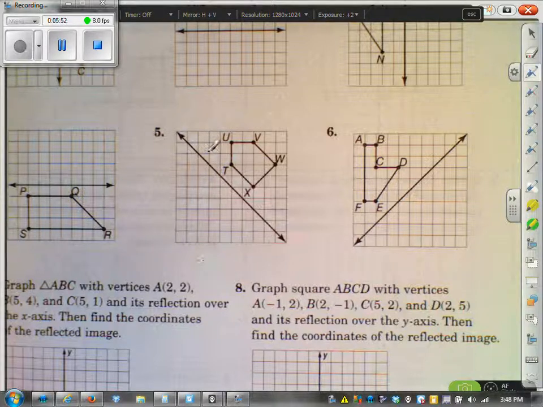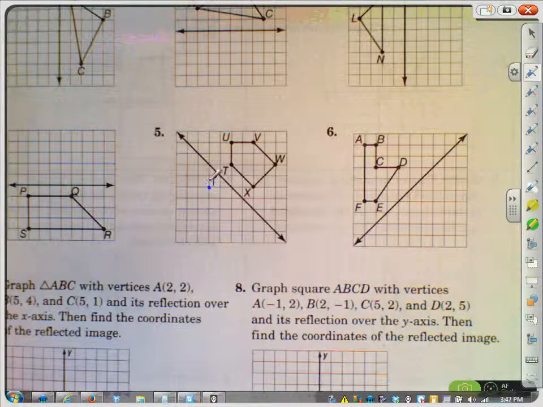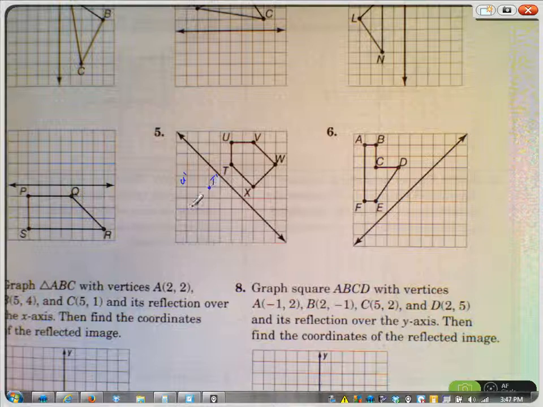So this time, since we have a diagonal line, we're going to count the diagonal spaces, right? So here is T, and it's one diagonal space to the line of reflection, so we're going to count one diagonal space over, right? And that would be T prime. U is 1, 2, so 1, 2. We keep it right there, that's U prime. V is 1, 2, 3, so 1, 2, 3.